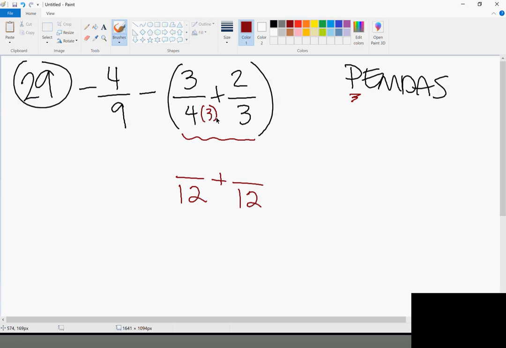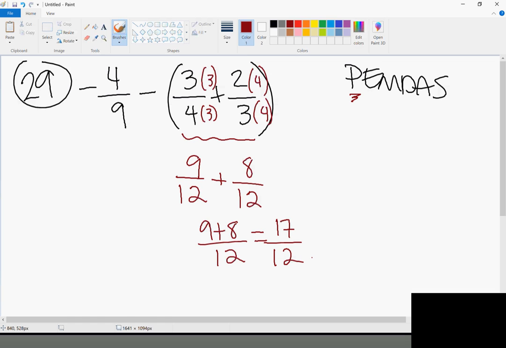So I'm going to multiply the first fraction by 3 over 3. It's going to be 9 over 12, and the second fraction by 4, that's going to be 8 over 12. And so that equals 9 plus 8 over 12 equals 17 over 12. So now I have, I went all out of order.